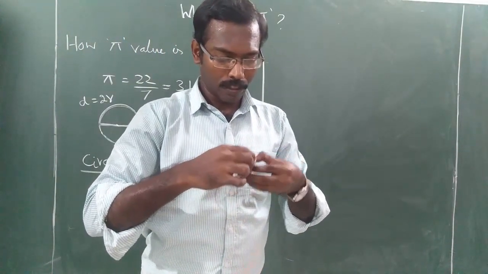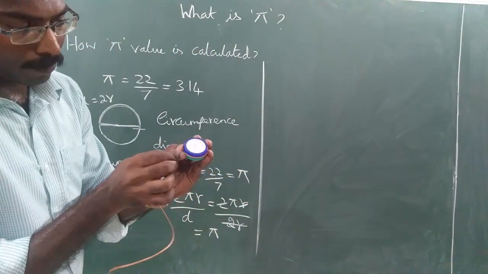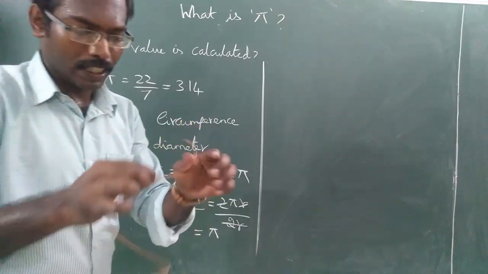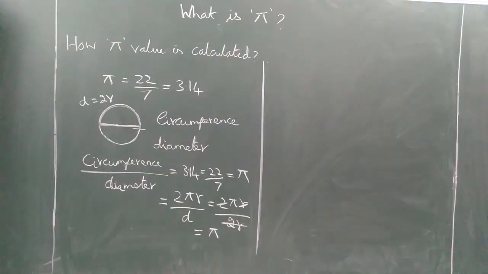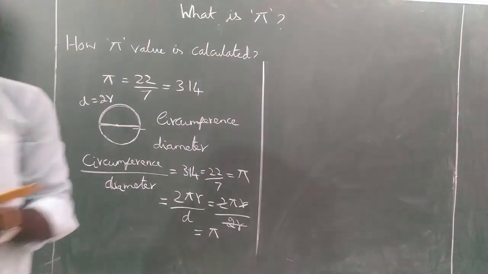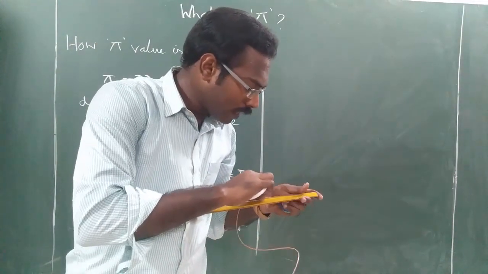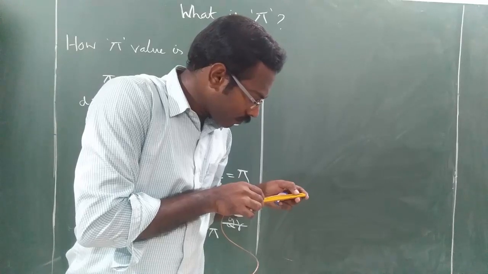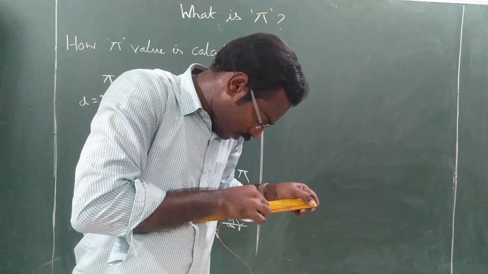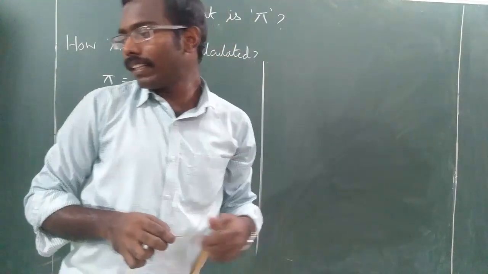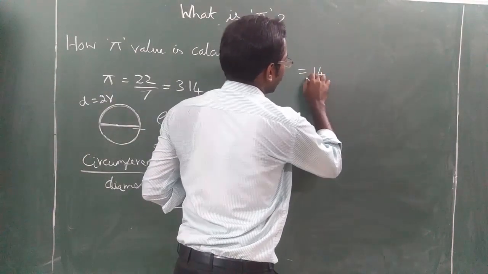So circumference I am starting from here, it ends here. So this is the circumference. Now I am measuring this with a scale. It starts from here, and it ends here. It is approximately 14 centimeter. So circumference is 14 centimeter.